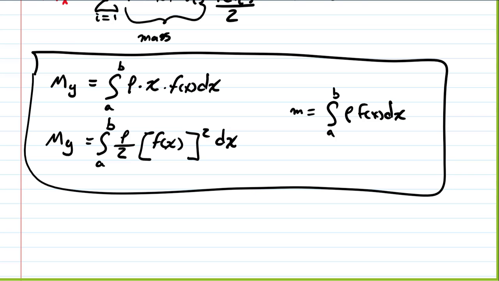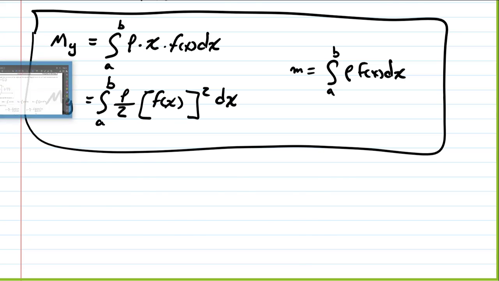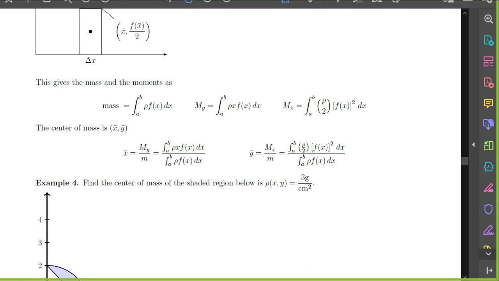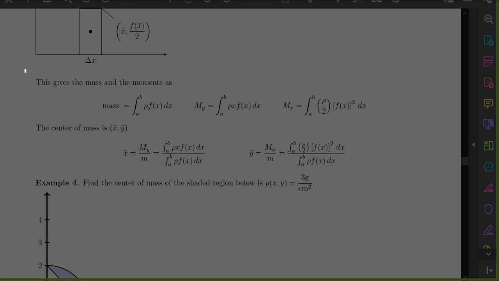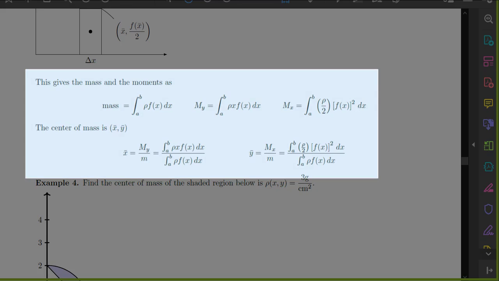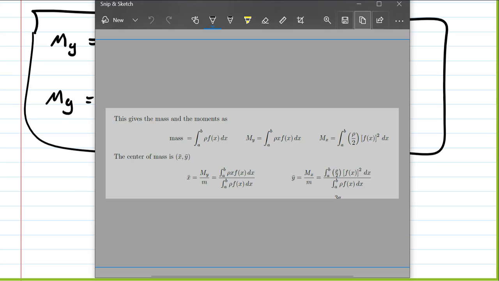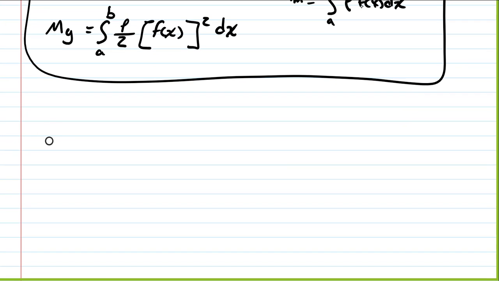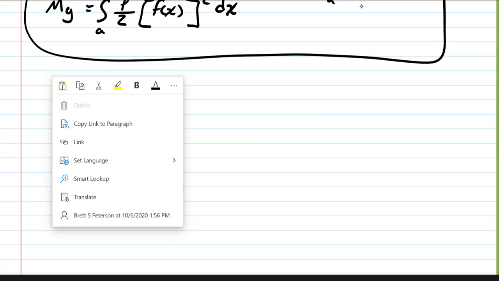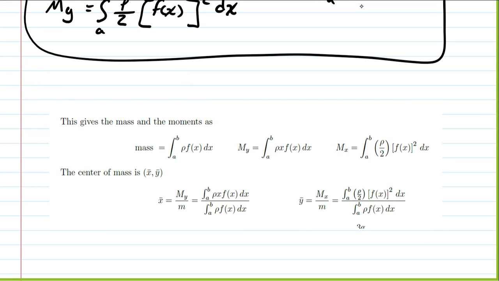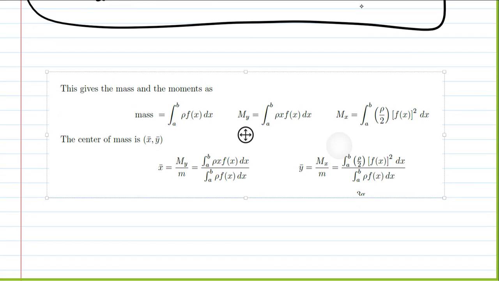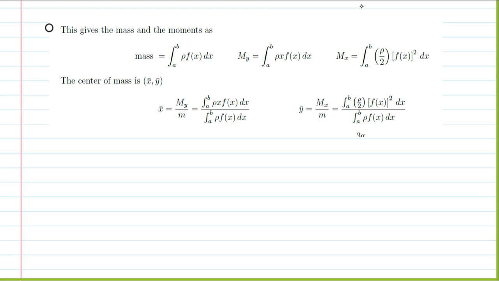Okay, so now we've got all of these, and if you look in your notes, they're actually all summarized right here. And then we get, as well, the formulas for x bar and y bar, which are essentially the same formulas that we had above, but now instead of using the sums, we're actually going to use the integral version, which is just to add up all of those approximating rectangles. So x bar is m sub y divided by m, which is the integral from a to b of rho x f of x dx divided by the mass, and so forth.